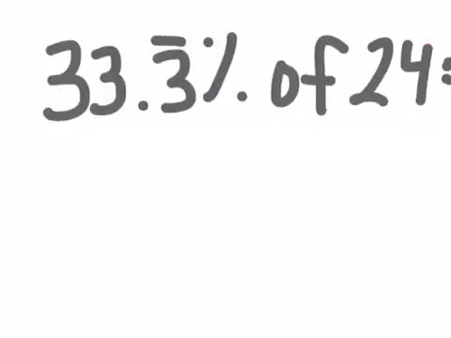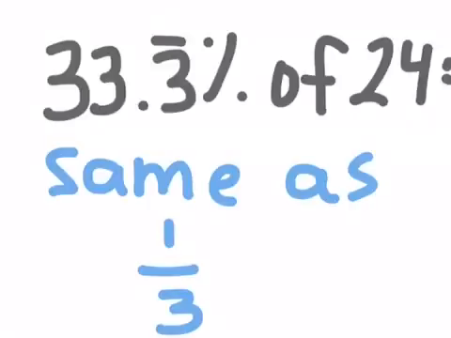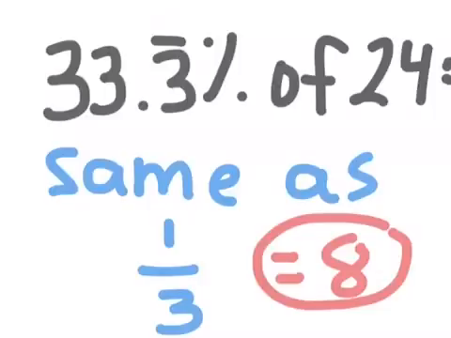If I were to look at 1/3 or 33.3 repeating percent of 24, I would simply have to think of it as 1/3. So I would divide 24 into 3 parts, and I know each one of those parts is equal to 8.